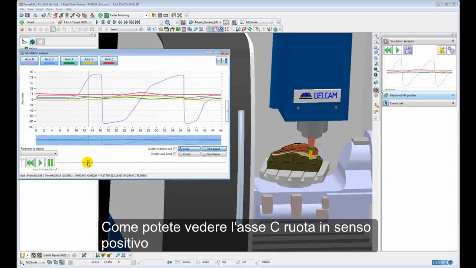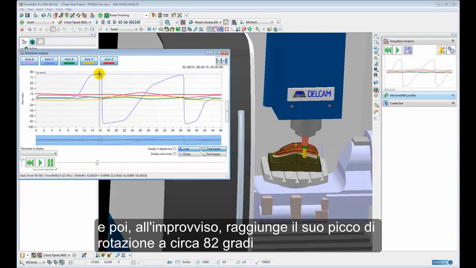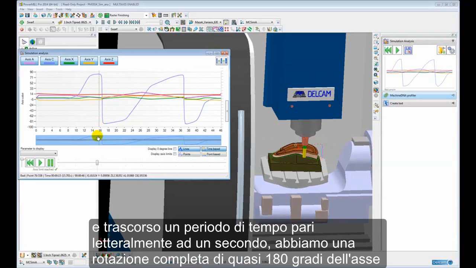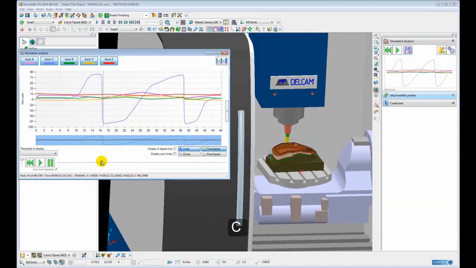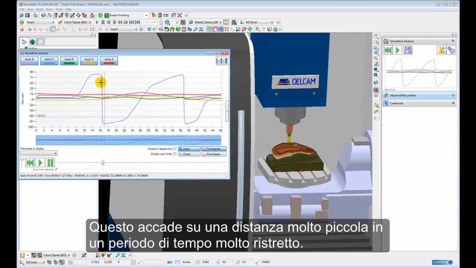So you can see the C axis is rotating positively, and then all of a sudden it reaches this peak of around about 82 degrees, and over the time period of what is literally 1 second, we have a full almost 180 degree swing of the C axis from positive 82 degrees to negative 87 degrees. This all occurs over a very small distance, over a very small period in time.